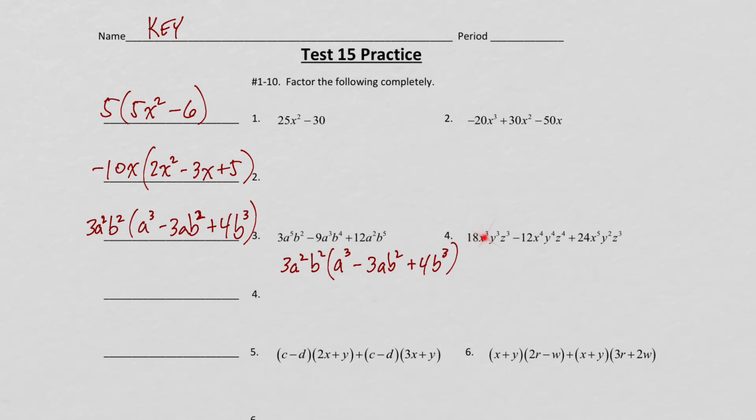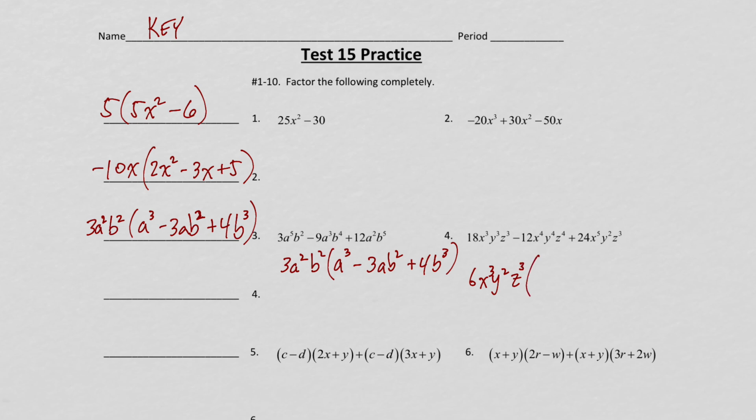Okay, let's see. 6 can go into these items, so I'll take out a 6. And then for the x's, I'm going to take out an x to the third because that's the smallest of all of the x's. I'll take out a y to the second because that's the smallest of all the y's. And I'm going to take out a z to the 3 because that's the smallest of all the z's.